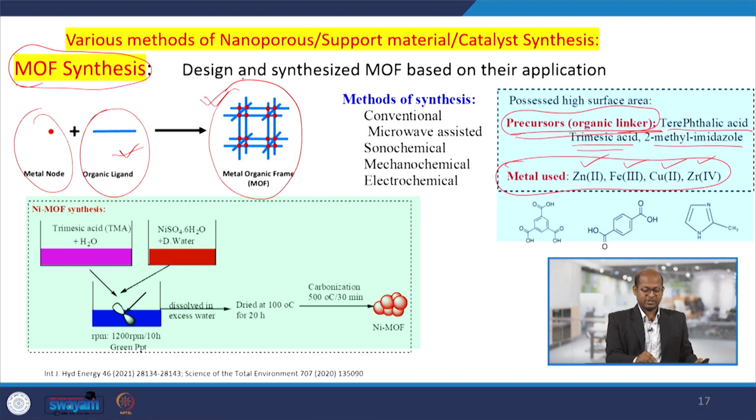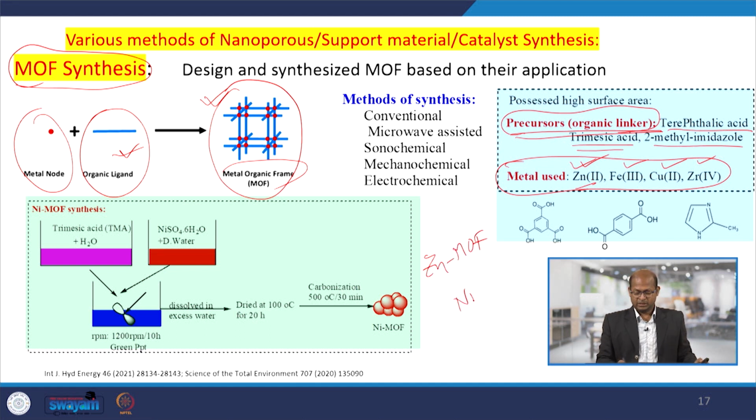So, this type of structure would form. With metal ions and organic ligands, this type of structure is called a MOF. Depending upon the metal, if we use zinc, then it is called zinc MOF.